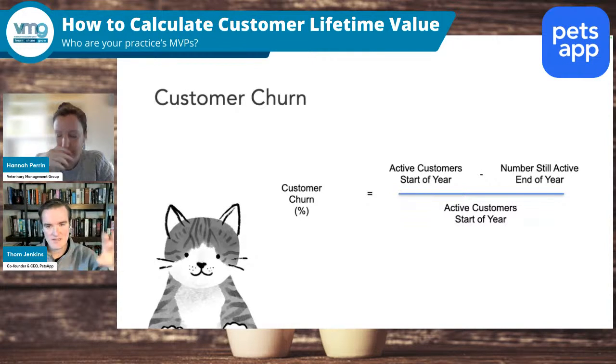It's the number of clients you had at the start of the year and how many of those same clients are still active at the end of the year. Right? Subtracting that number will tell you how many customers have left. Divide that by the number of active clients you had at the start of the year, and you'll get a customer churn percentage. We'll do a worked example with this, and it'll start to make more sense when we add in real numbers.